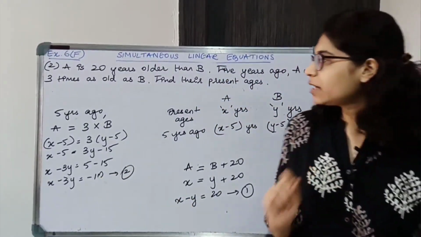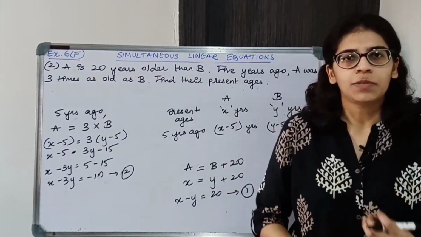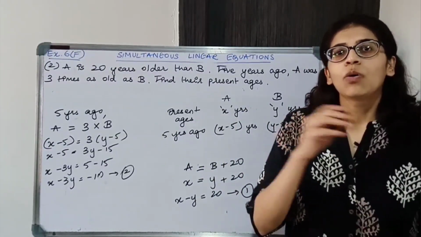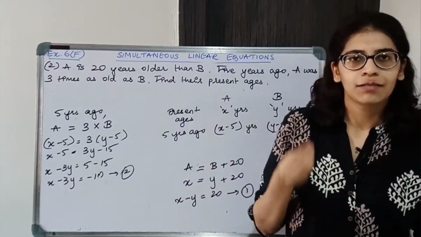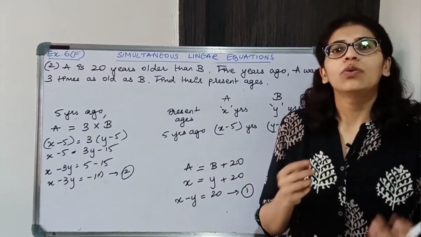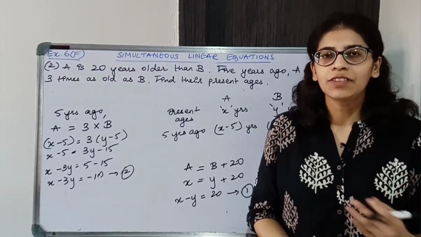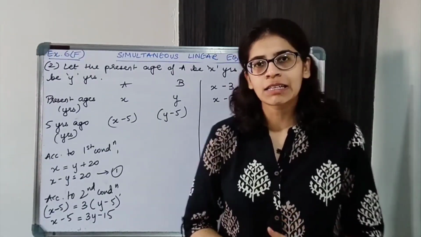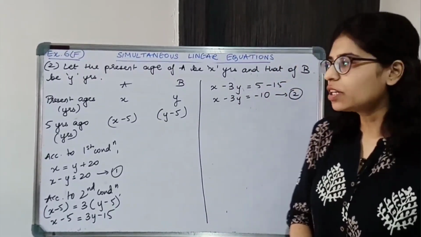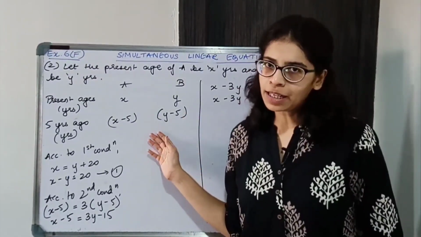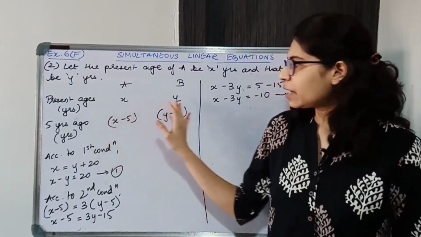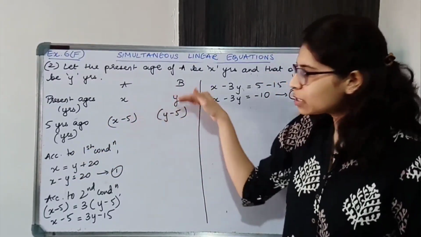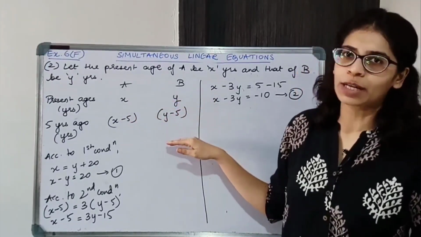But we always write down proper statements in the beginning. So you have to write down proper statements, that is, what you are assuming the present age of A and B to be. So we have taken the present ages of A as x years and B as y years. Now it would be good if you make a table like this: present ages of A and B, and 5 years ago what will be the ages. 5 years ago means 5 years less, so it will be x minus 5 and y minus 5.